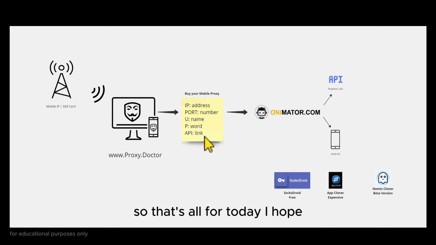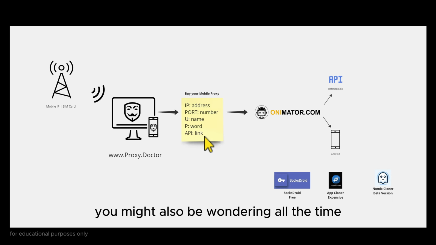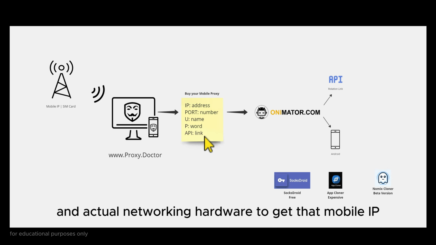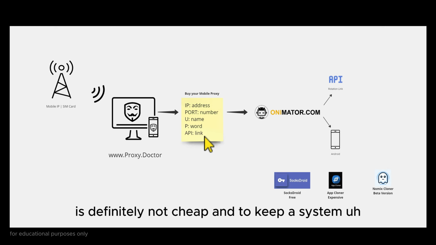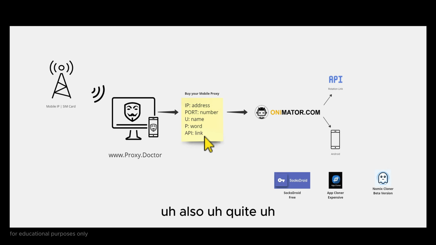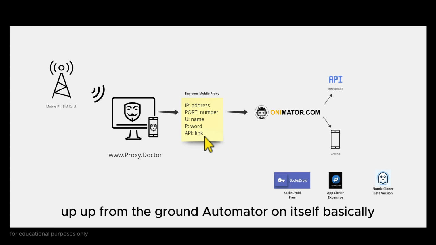So that's all for today. I hope it was helpful to understand how mobile proxies work and why they're so important. You might also be wondering all the time, why are mobile proxies more expensive? Well, I hope now you know why, because there's actual hardware behind it, actual SIM cards, actual cost, and actual networking hardware to get that mobile IP, that mobile internet to you. It's definitely not cheap, and to keep a system running that way you need technical knowledge and also quite the cost to get a project like that up from the ground.